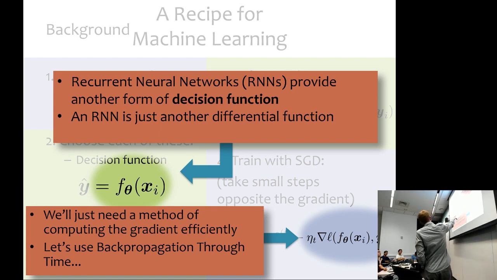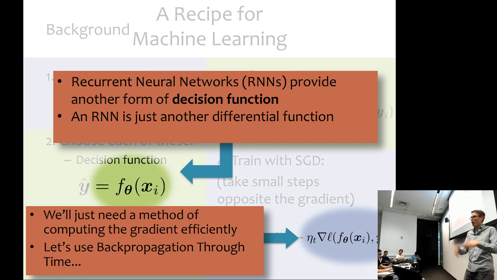Now, the particular form of backpropagation that we use when applied to a recurrent neural network, we often call backpropagation through time, but there's nothing different between this backpropagation through time and just standard backpropagation on that unrolled graph that we were looking at.